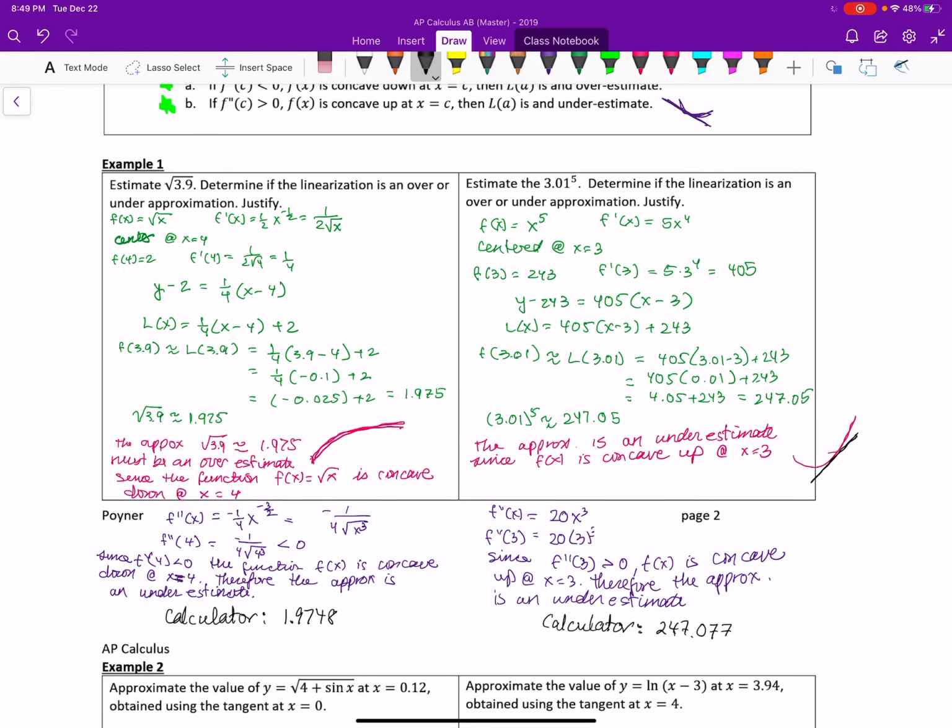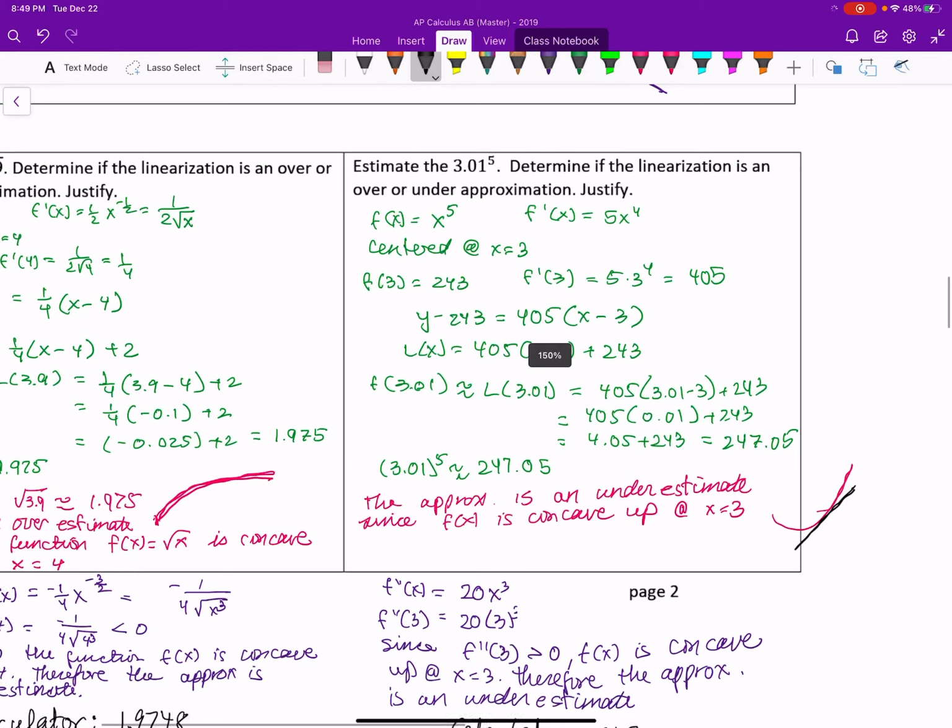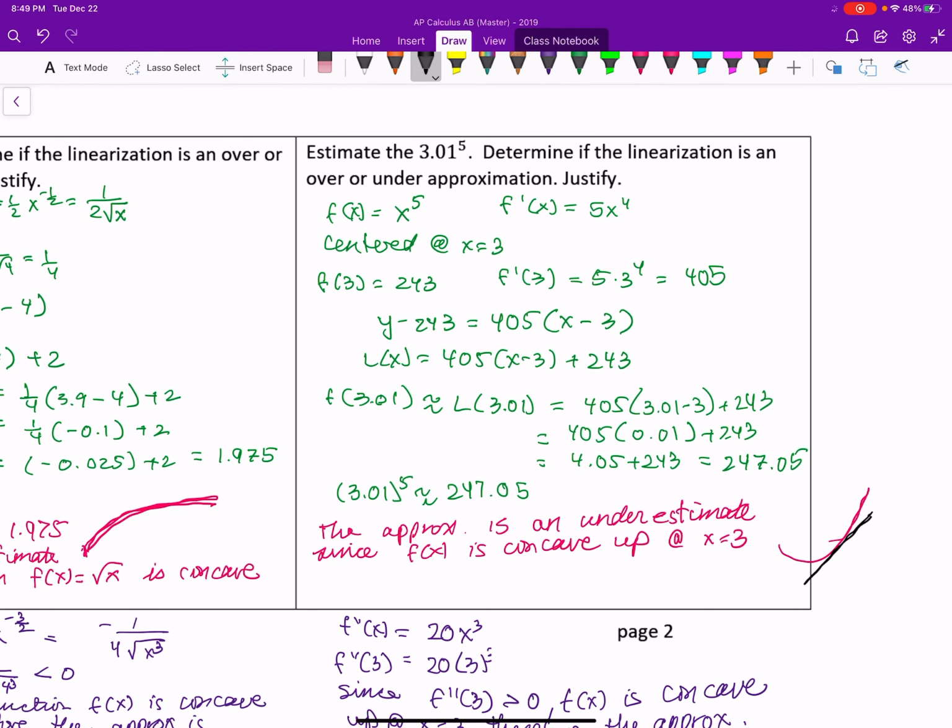So here's the answer to the second one. I took the derivative, centered it at 3, put in my values, and when I got my approximation, this one was a little bit easier, even though there's quite big numbers. When I substituted in the 3.01 here and subtracted the 3, I got 0.01 and multiplied it by 405, and it just moves the decimal places two places. So it got to 4.05, and then added that to 243.